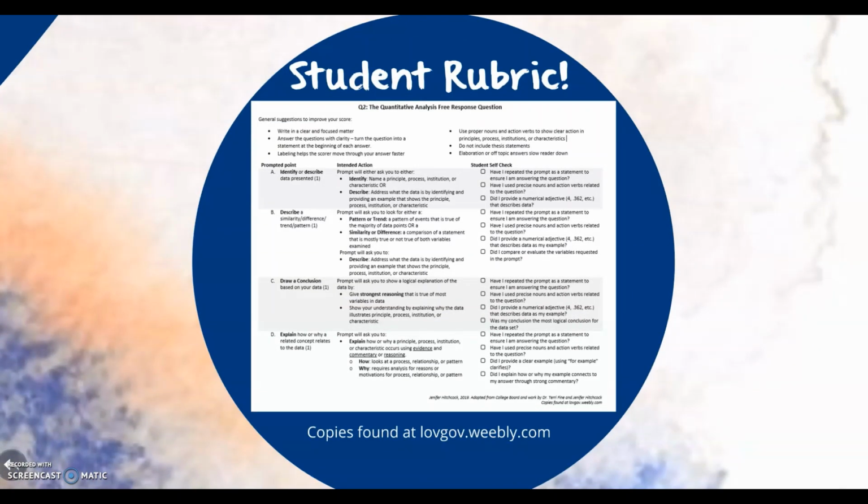The final thing that I want to leave you with is a rubric that I've put together that marries all of these things together. It gives you your prompted stable rubric, your points in terms of skill set, the intended action that you should be looking to do in the central column, and then a student self-check sheet where you can go through and make sure that you've done all the things we talked about, remembering that with the stable rubric, the skills stay the same, the content changes.